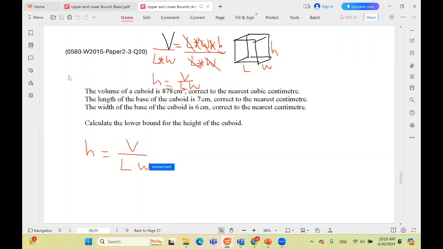We want to minimize the height. We want the lower bound for the height. So like we said, the first one follows the pattern, and the ones in the denominator follow the reverse pattern. So we want to minimize the volume and maximize L and W. So the volume equals 878, correct to the nearest cubic centimeter. We're minimizing, so we're subtracting.